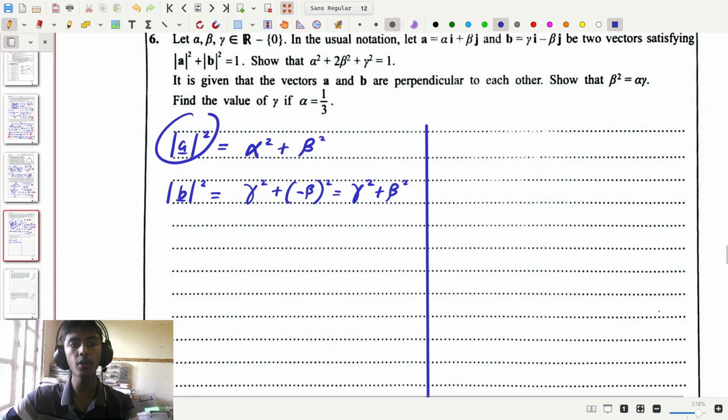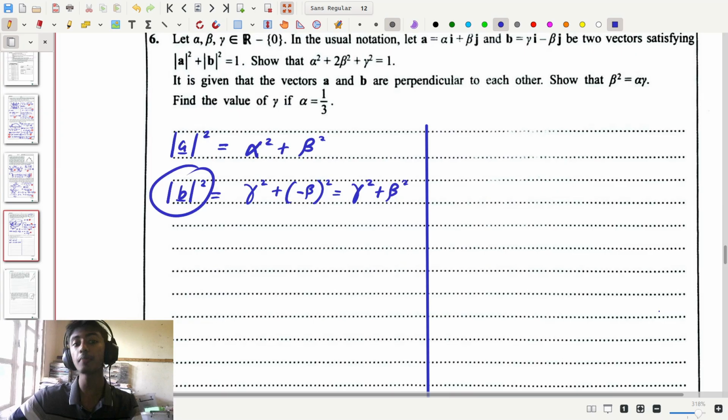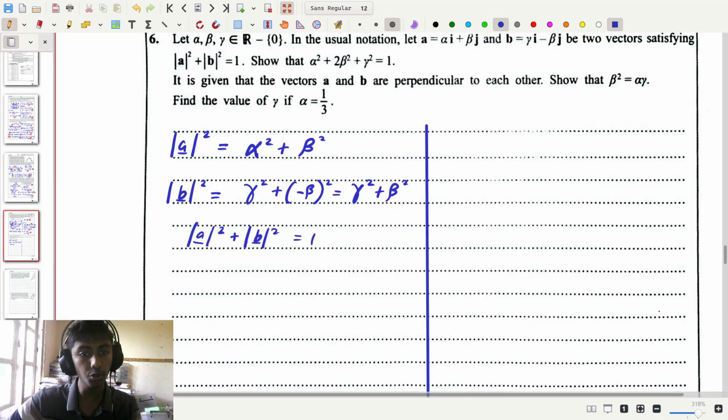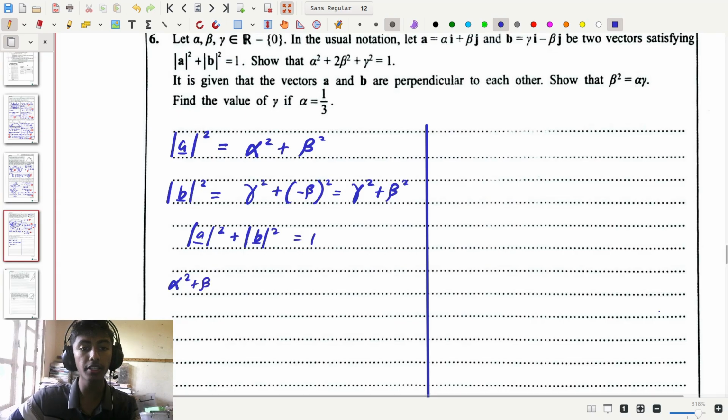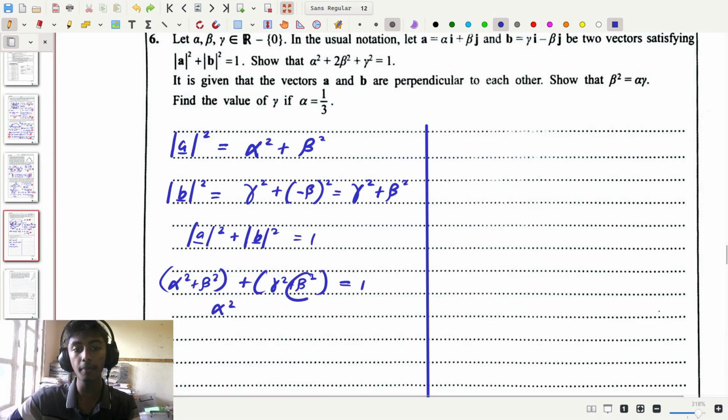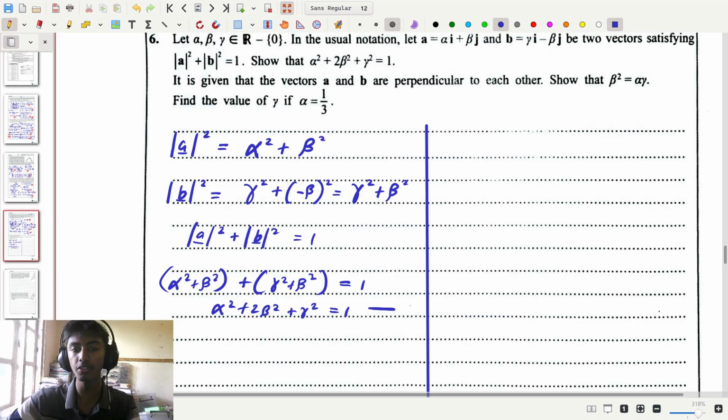Now from this, we know what the modulus of A vector squared is and we know what the modulus of B vector squared is. Since we know that modulus of A vector squared plus modulus of B vector squared is equal to 1, adding the two together we can see alpha squared plus beta squared, which is the first, plus gamma squared plus beta squared, which is the second vector squared, is going to be equal to 1. And we can see, simplifying this down, alpha squared plus 2 beta squared plus gamma squared is equal to 1. And hence, we have shown what we wanted to show. Now I'm going to call this equation 1, underline it and move to the next part of the question.